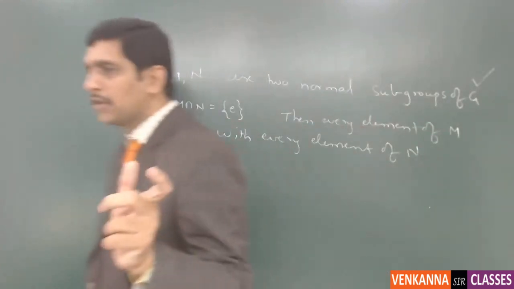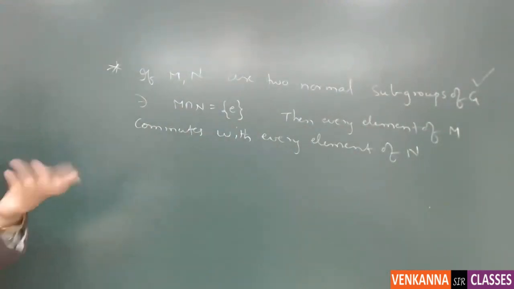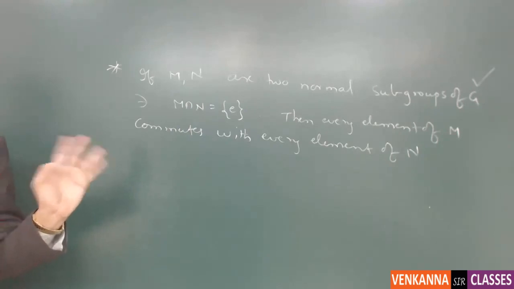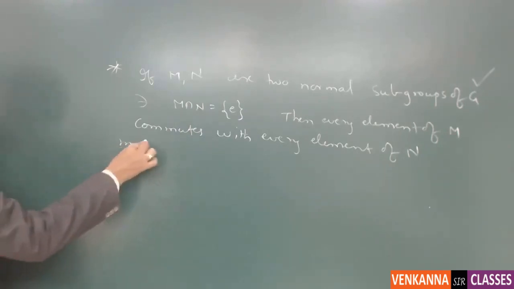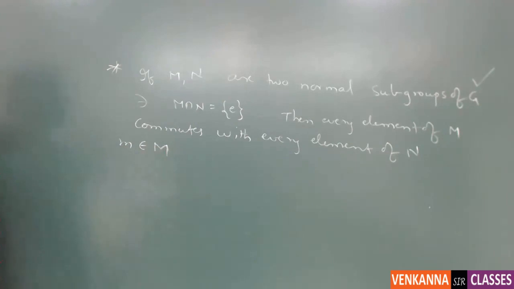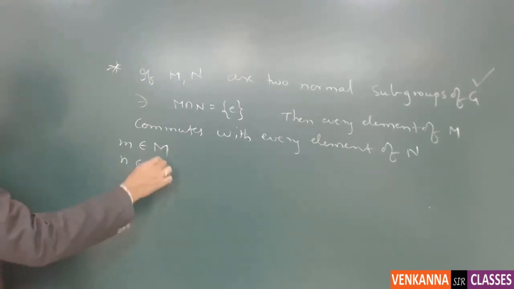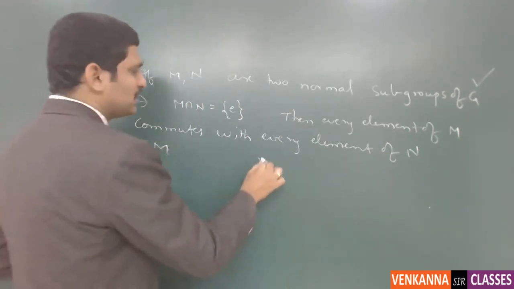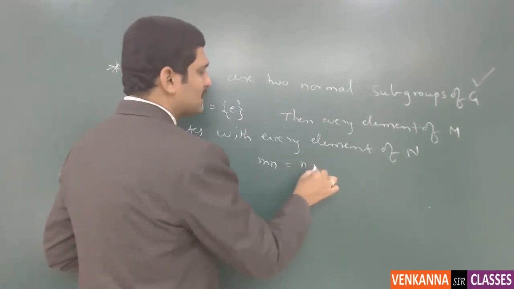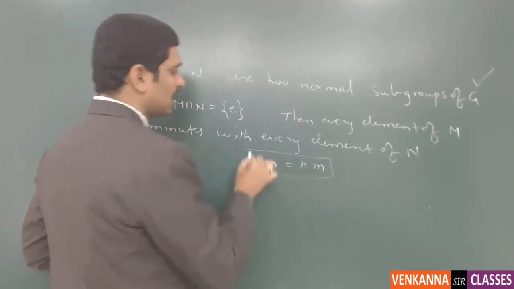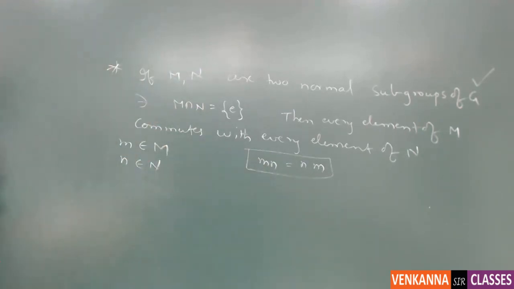So what is meant by commuting? Commuting is nothing but satisfying the commutative property. So if I take an element m belonging to M, and an element n belonging to N, our intention is to show that mn is equal to nm. This is the target of the problem. That is our main wish, to show that every element of M commutes with every element of N. Okay? Is that clear?